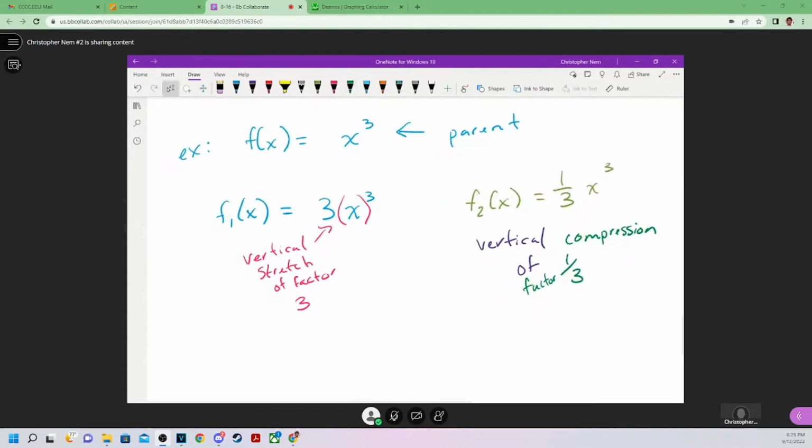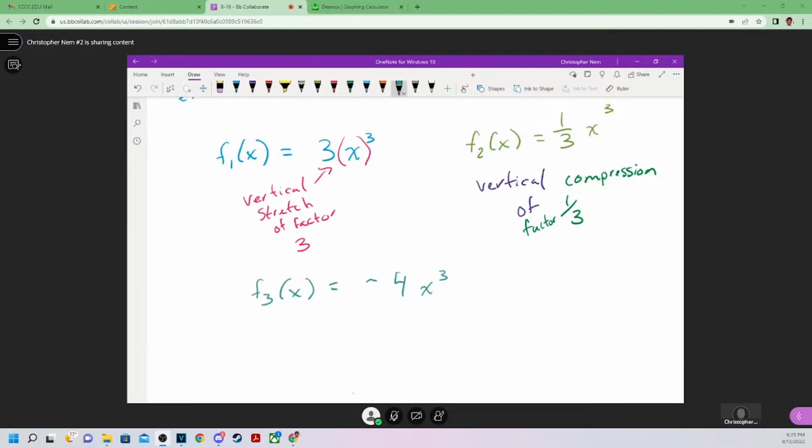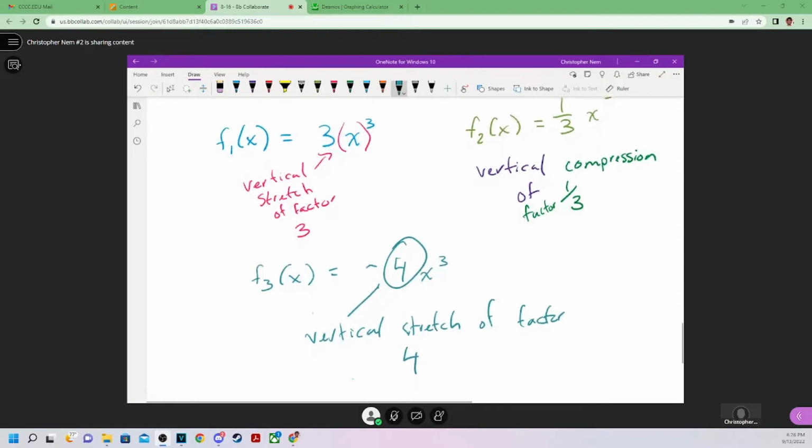And let's bring out why I say negatives don't really play a role. If I had a third one, let's say this is negative 4x cubed, we are still going to say this is a vertical stretch of factor 4. We will still say it's a vertical stretch because 4 is bigger than 1. We don't really care about the negatives. Don't even look at the negatives for vertical stretches and vertical compressions. It's a factor of 4. So what does this mean graphically?